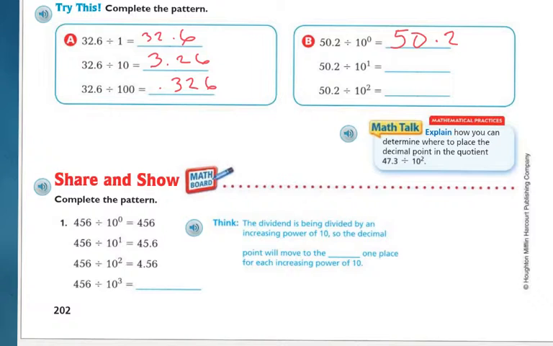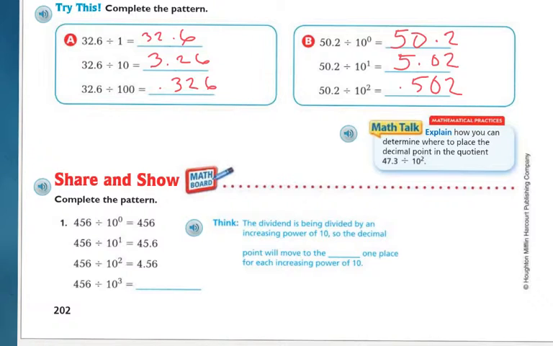Then when I'm multiplying it by the power of 1, I'm going to move my decimal over one space. It's going to be 5.02. Then when I'm multiplying it by 2 powers of 10, I'm going to move it over 2 spaces. So now it's going to be 0.502, or 502 thousandths.